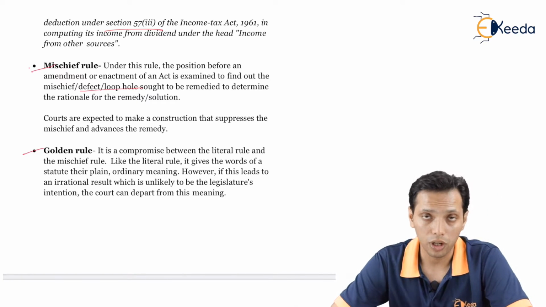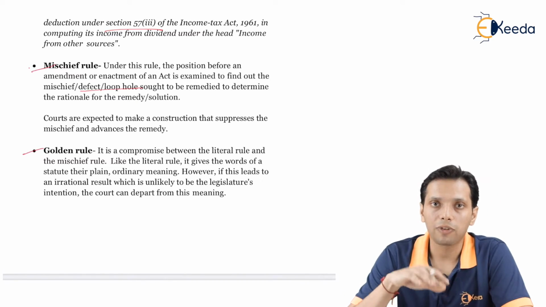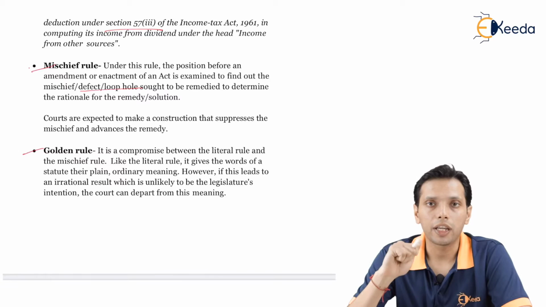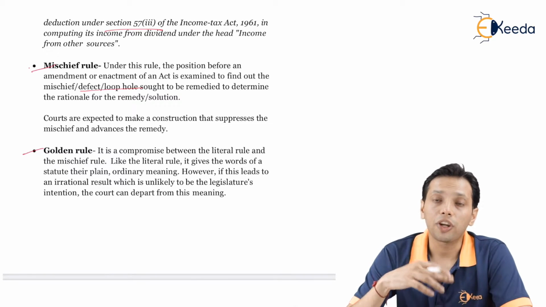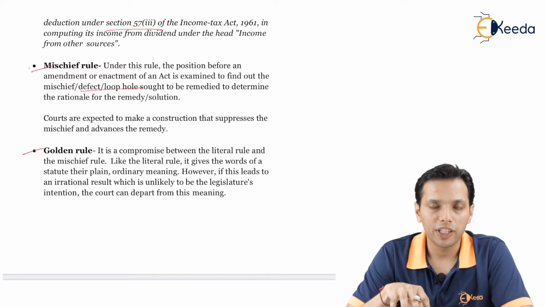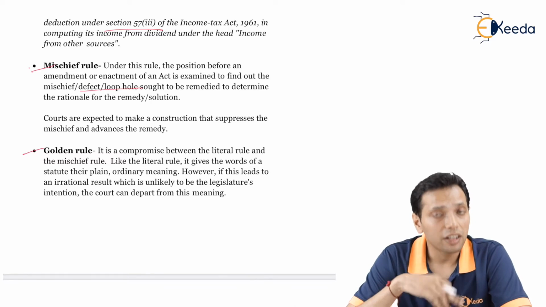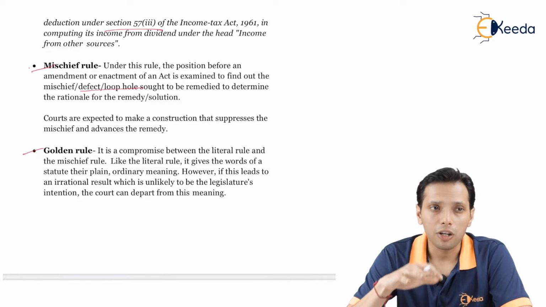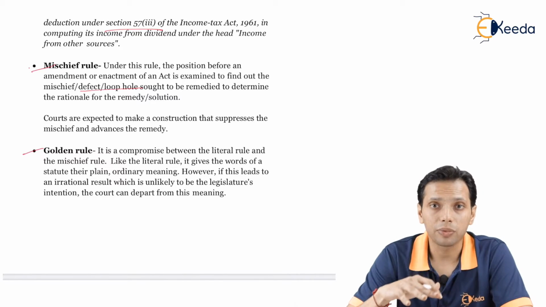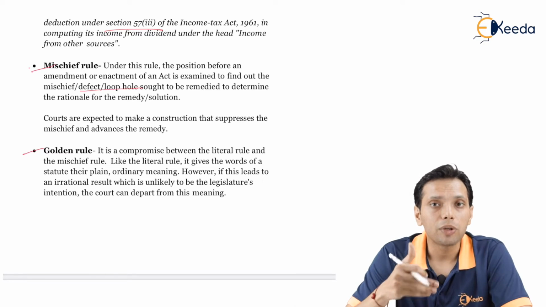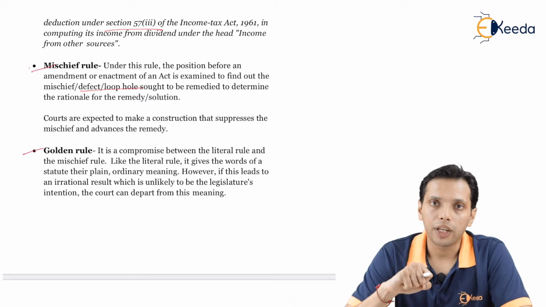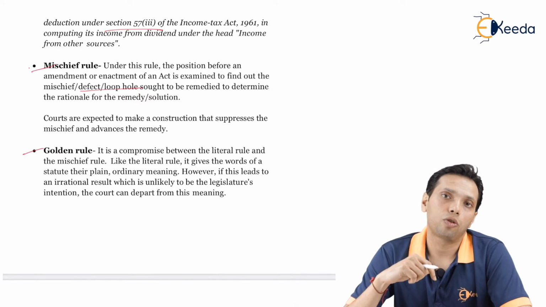Third rule is the golden rule. Golden rule is the mix of the literal interpretation rule, the first rule, and the second rule, which is the mischief rule. Meaning, first, the provisions of the act would be read as they are, and after applying the literal interpretation, if the solution is coming out weird or not as per the intent of the legislation, then the mischief rule may be used, and they will be used together in order to obtain the correct interpretation of the law.